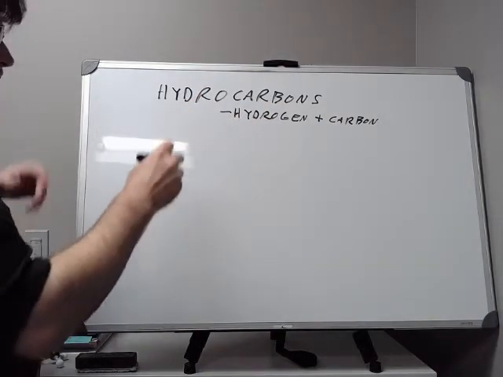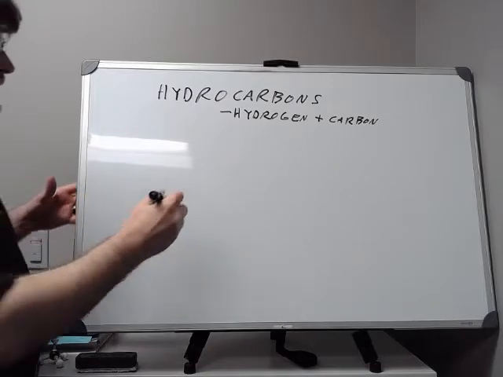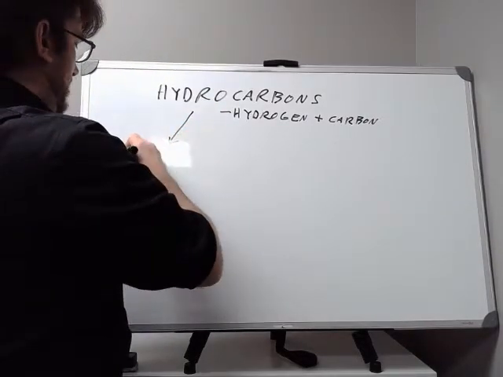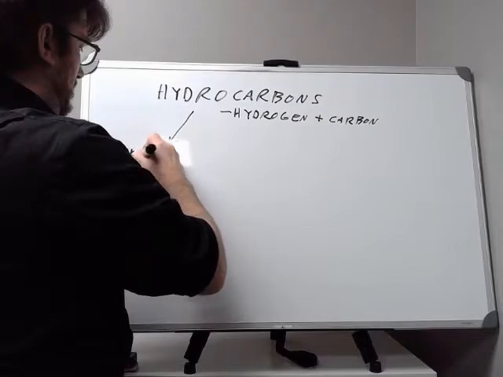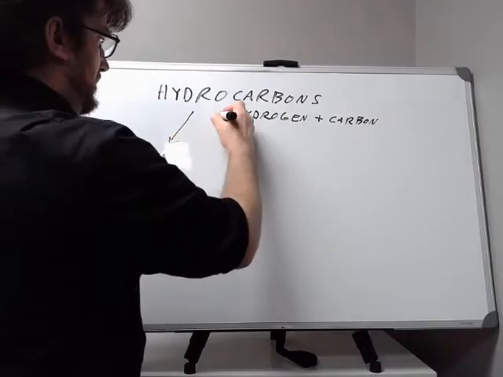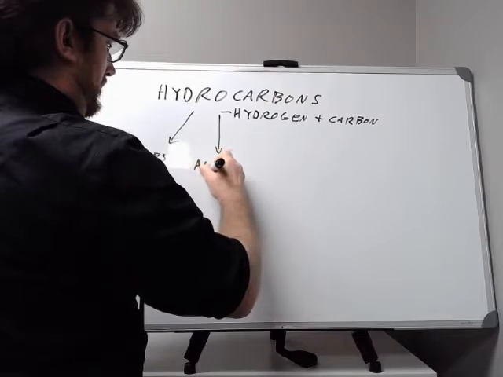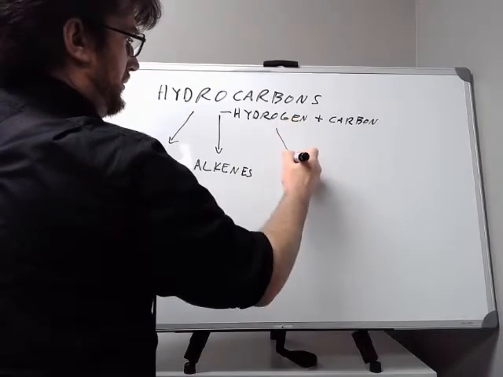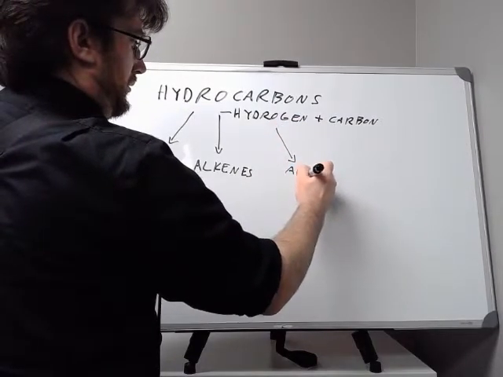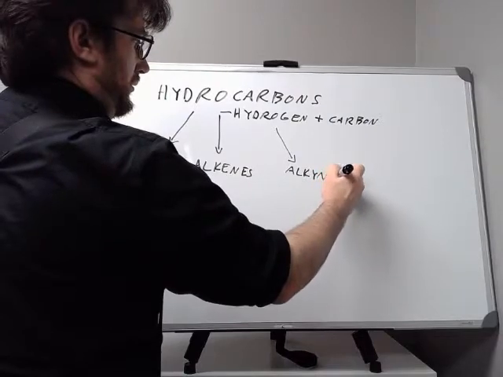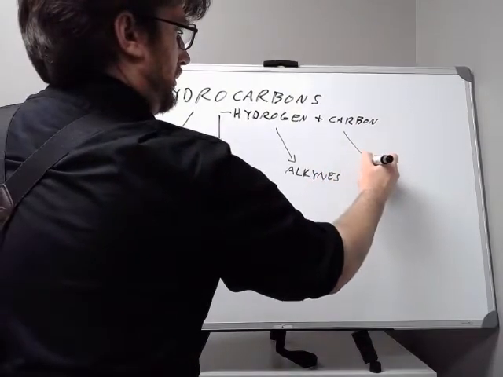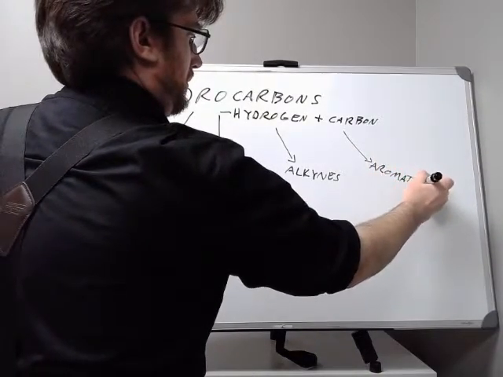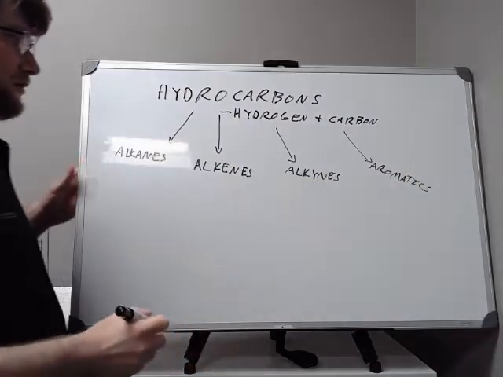Hydrocarbons are classified into 4 different categories depending on their molecular structure. We can have alkanes, alkenes, alkynes, and aromatics.